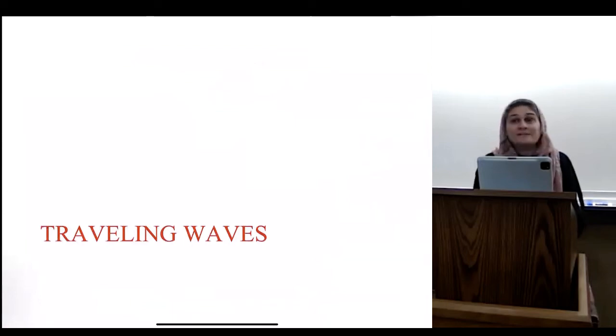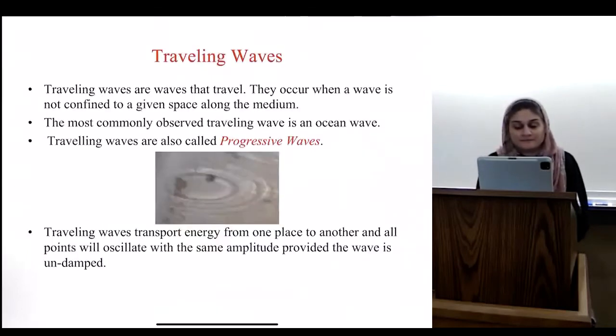Okay, now traveling waves. What does the word traveling mean? Going places? So these are waves that go places. So when a disturbance is created and it travels away, that's called a traveling wave. These are also called progressive waves.